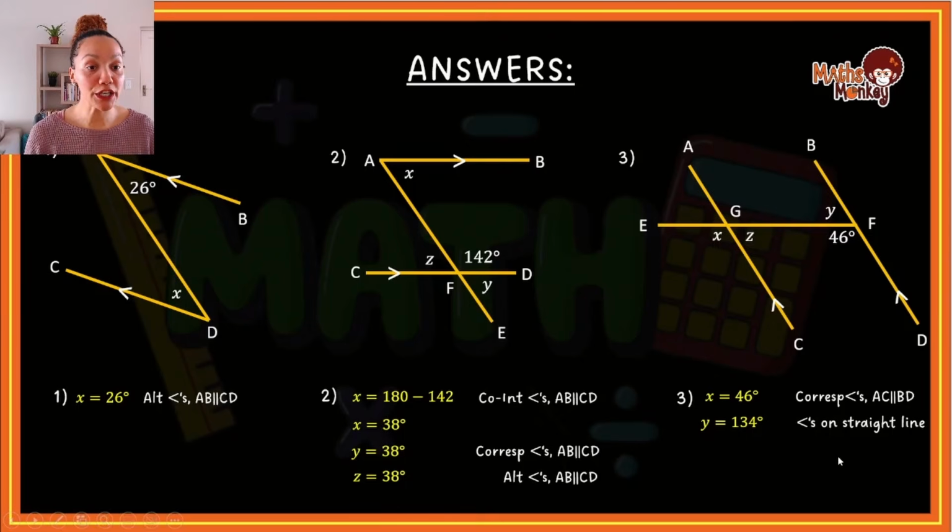Okay, but then do you see that z and y make a Z? So it's also alternate angles. Therefore, z is also equal to 134. And the reason there would be alternate angles, because AC is parallel to BD. And that is parallel lines.